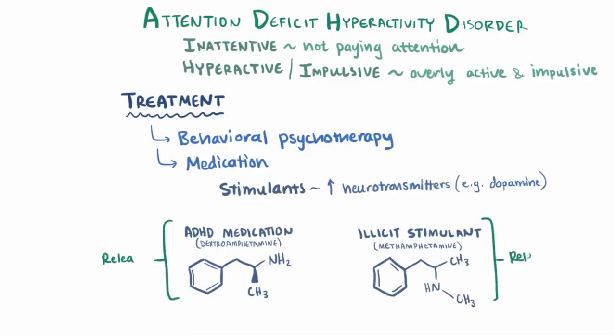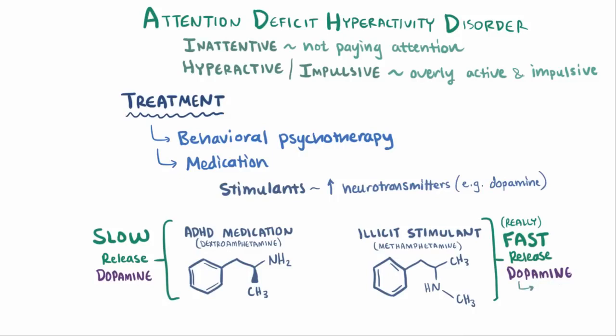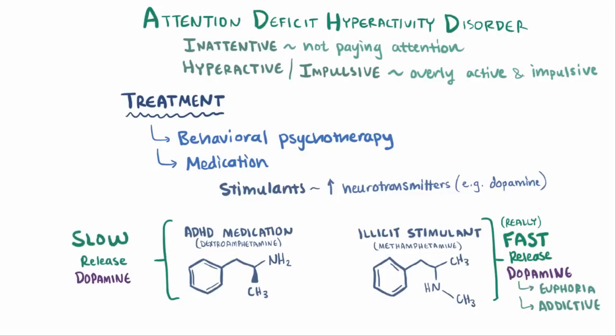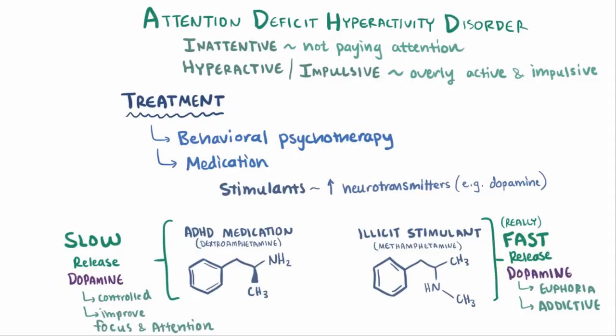All of these chemicals help to increase the release of dopamine from neuron A, but the ADHD medications typically cause a slow release of dopamine, whereas illicit stimulants like methamphetamine cause a really fast release of dopamine. In fact, it's this incredible surge of dopamine that disrupts normal communication between neurons and produces euphoria, and is the reason that illicit substances like methamphetamine are highly addictive. In contrast, the slow and controlled release of dopamine caused by ADHD medications is key and helps a lot of patients improve their focus and their attention.